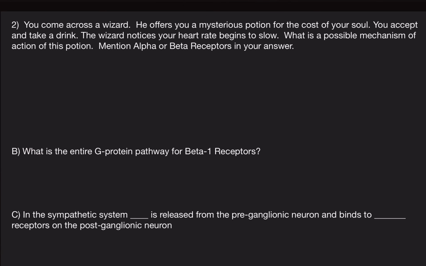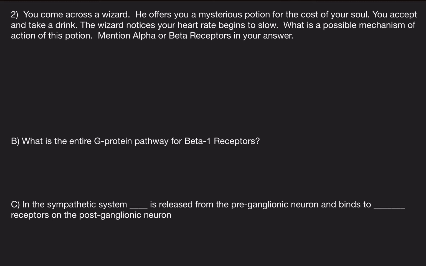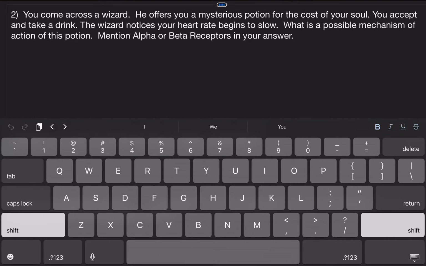You come across a wizard. He offers you a mysterious potion for the cost of your soul. You accept and take a drink. The wizard notices your heart rate begins to slow. What is a possible mechanism of action of this potion? Mention alpha or beta receptors in your answer. So your heart rate is slowing, and it says mention alpha and beta receptors.